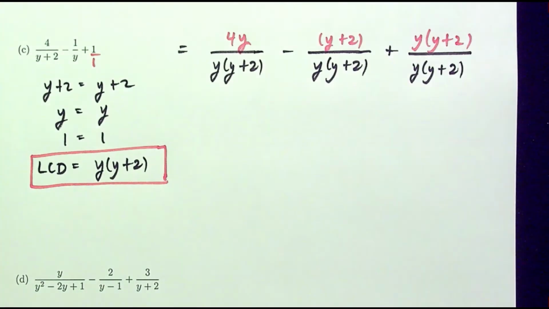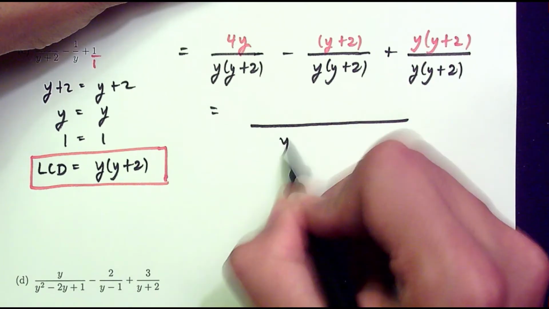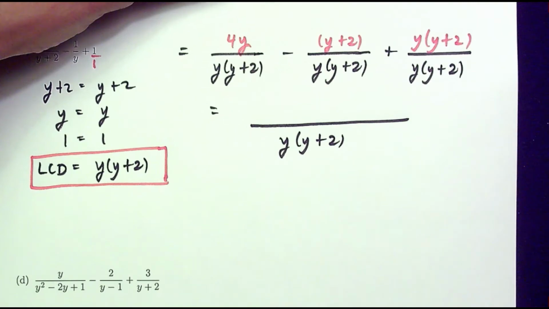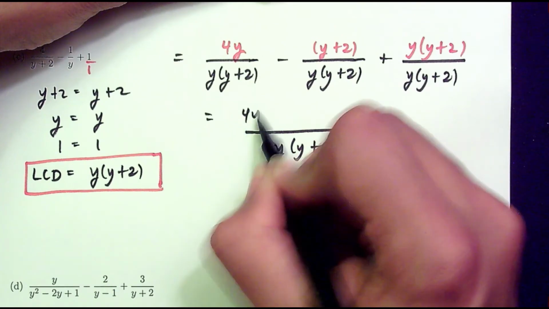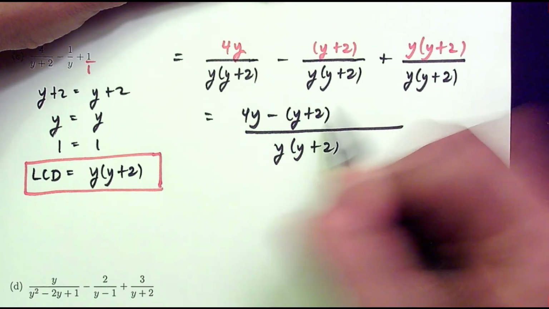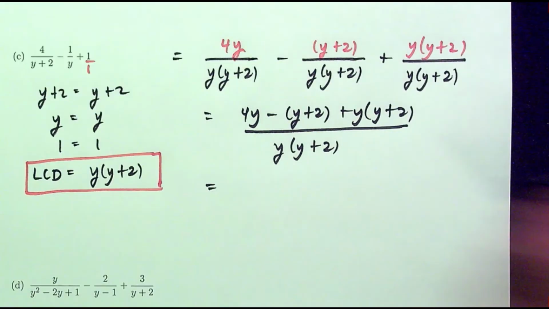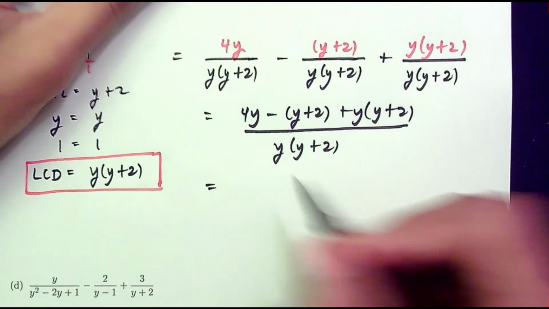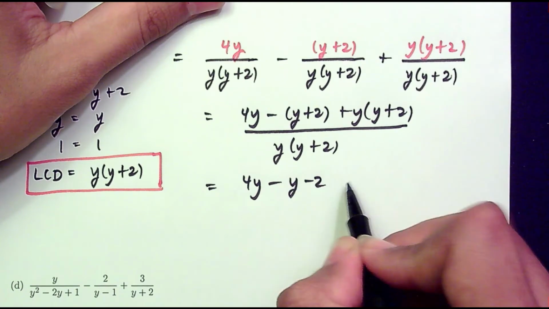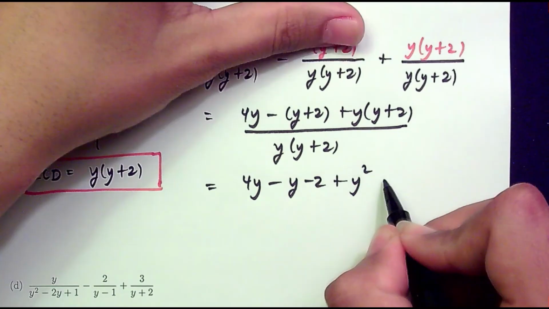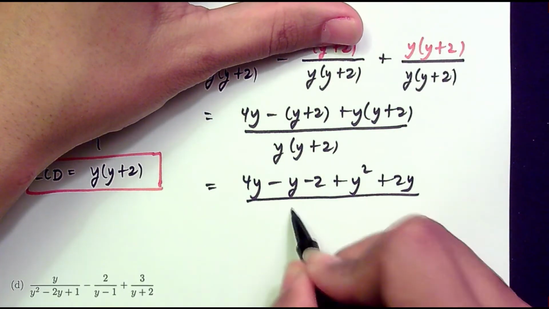Okay, now all of them have the same denominator, and I can just write it as a single big fraction and just combine the numerators across. So this is going to be 4y minus y plus 2 plus y times y plus 2, and then all we have to do is simplify as much as possible. So this is going to be 4y minus y minus 2 plus y squared plus 2y, all that over y plus 2.